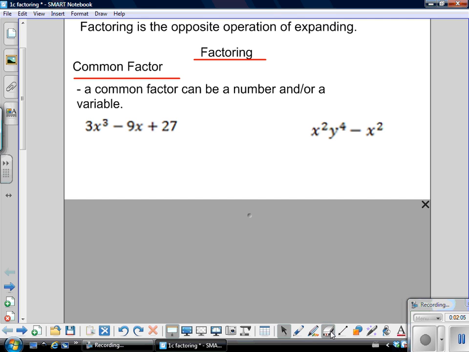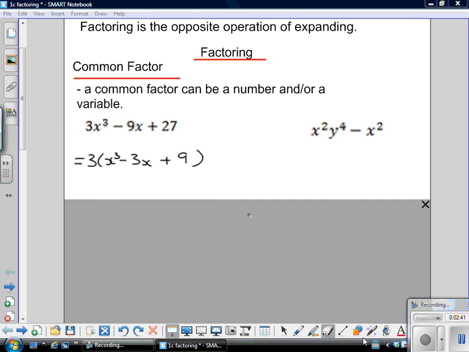Remember, I'm not changing the value of anything, I'm just changing the look of it. So again, I'm going to start with my equal sign. I'm going to take out my 3. I'm going to put a bracket, and what I'm doing is dividing each term by this number 3. Remember, it's the opposite of expanding, in other words, the distributive law. That's multiplying, so now we're dividing. When I do that, I end up with x cubed. Negative 9 divided by 3 is negative 3x. And finally, my 27, so I'm going to have a plus 9, and I finish off with my bracket.